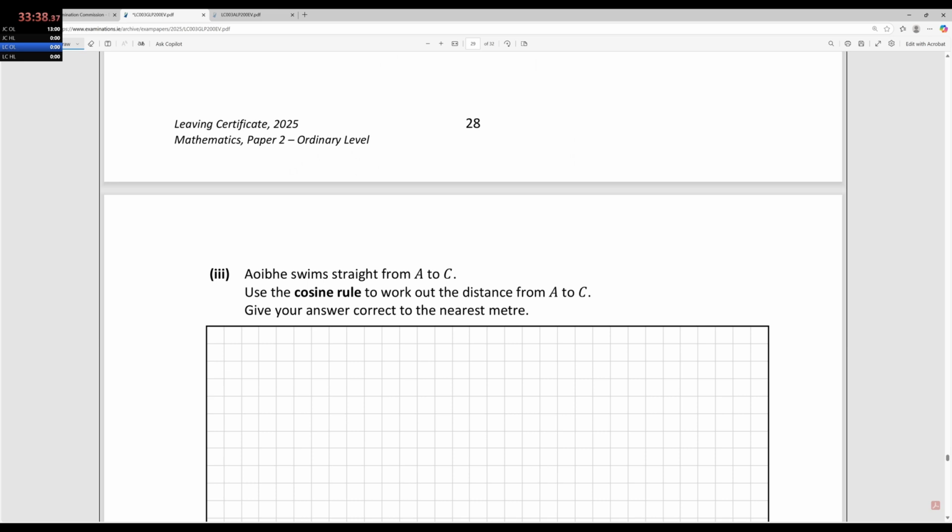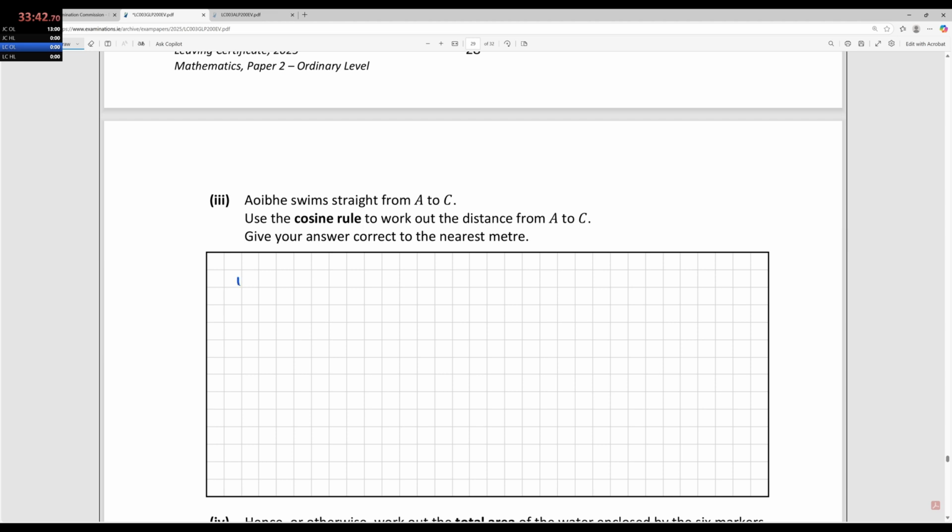She swims from A to C. Use the cosine rule. It told you to work out the distance from A to C. That was 110, that was 150, that was 200. Cosine rule would say that, let's call this x, then x squared is equal to 150 squared plus 200 squared minus 2 times 150 times 200 cos 110, and then we can just slap all that down.